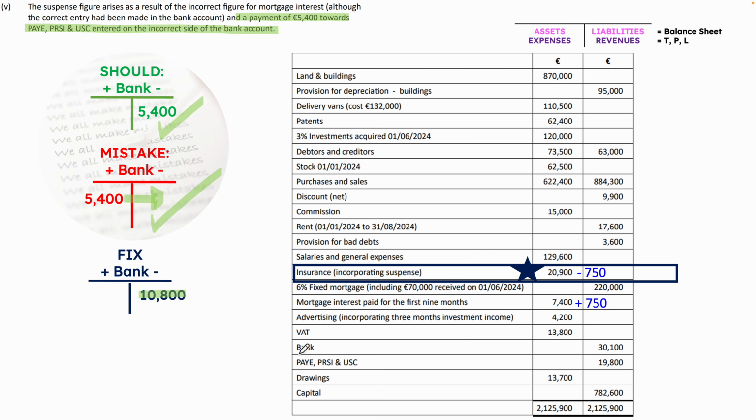So if we look at this bank figure here, that's on the credit side. Because that's on the same side, we are going to add 10,800 to that. And now, as you know, your two sides are unbalanced again, because you're after adding 10,800 onto the credit side. What you're going to have to do then is add 10,800 onto the debit side of the insurance. Okay? And so that is what we're going to have to do.